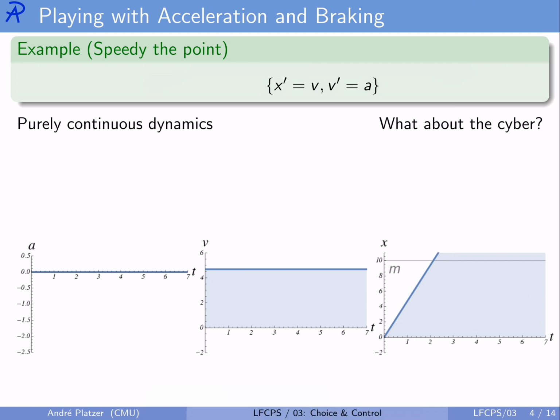If you think of driving a car just by this differential equation, it would ultimately, for example, exceed any safety limit. For example, if m is the position of a stop sign, this differential equation will ultimately happily shoot past it. That's purely continuous dynamics. The question is, where does the cyber come in? Even if we add an evolution domain constraint to make physics stop, what's cyber supposed to do?